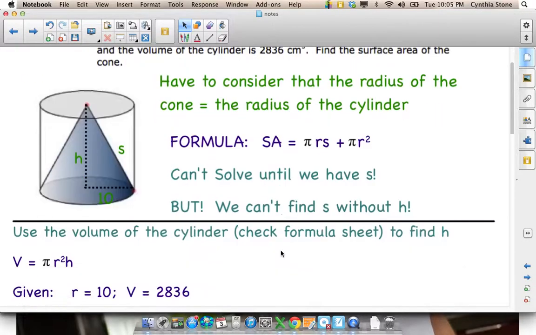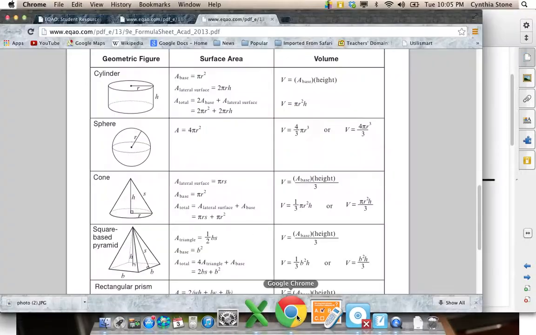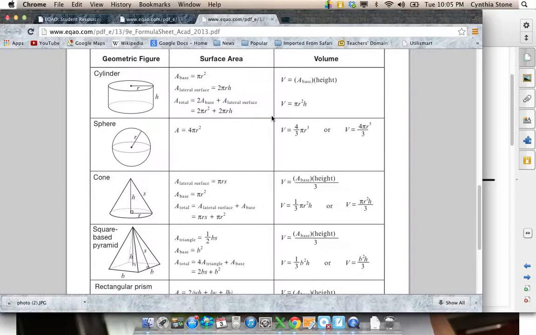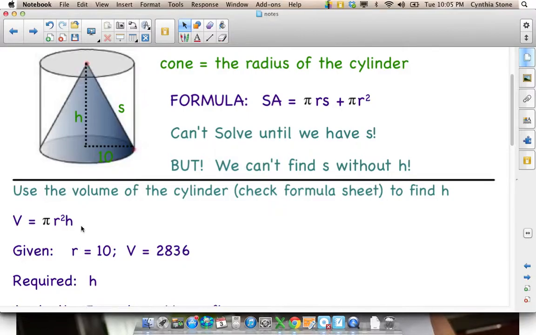This is where you use the volume of the cylinder. And this formula here, pi r squared h, if you go back to your formula sheet for a cylinder, pi r squared h is right there. So again, that's not a formula you have to memorize, it's one that you would know. It's really just understanding what strategy to follow. So pi r squared h, and we need to find the h.